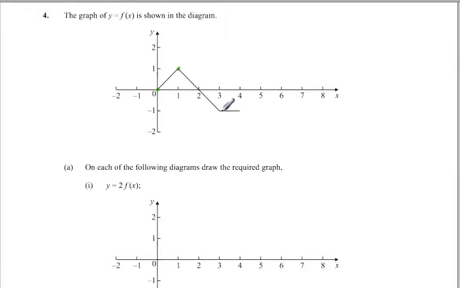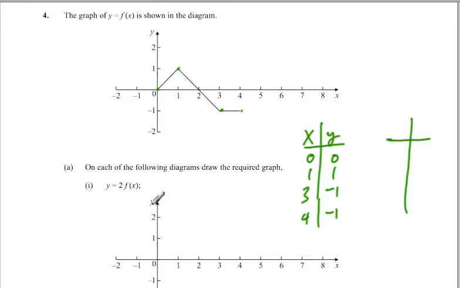I mean, you can sort of interpret this as well, but better safe than sorry. So let's make an xy plot. This is (0, 0), (1, 1), (3, -1), and finally (4, -1). If we're trying to do 2f(x), it means all the y's get a vertical stretch by 2, and x stays the same.